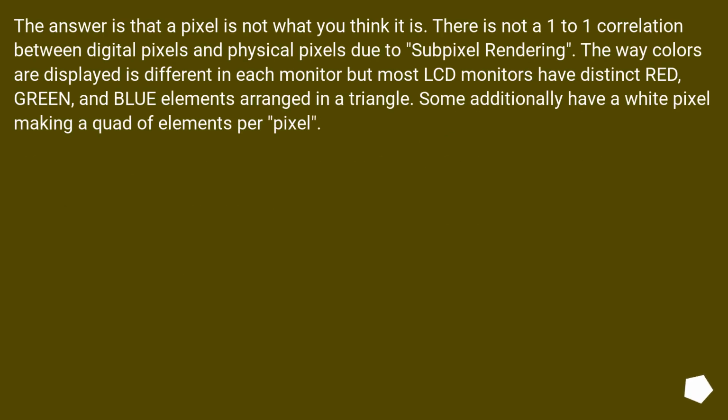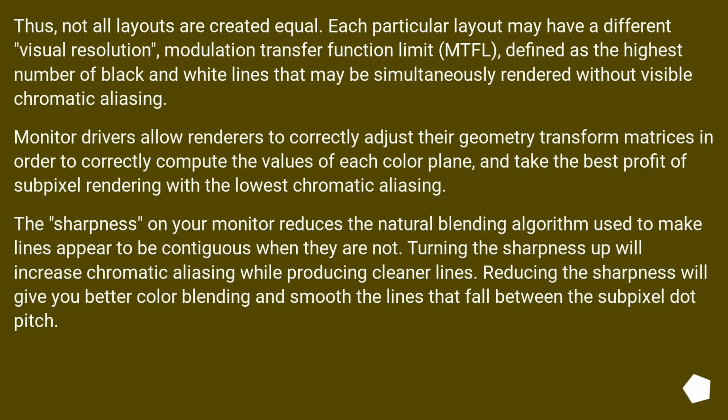The answer is that a pixel is not what you think it is. There is not a one-to-one correlation between digital pixels and physical pixels due to subpixel rendering. The way colors are displayed is different in each monitor, but most LCD monitors have distinct red, green, and blue elements arranged in a triangle. Some additionally have a white pixel, making a quad of elements per pixel. Thus, not all layouts are created equal.